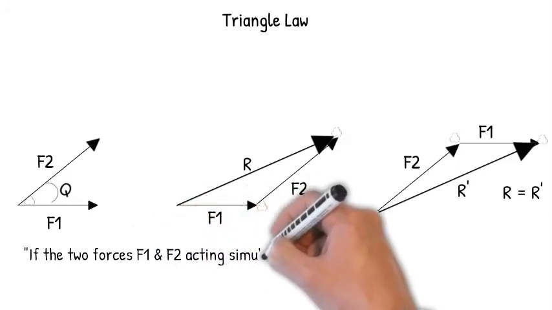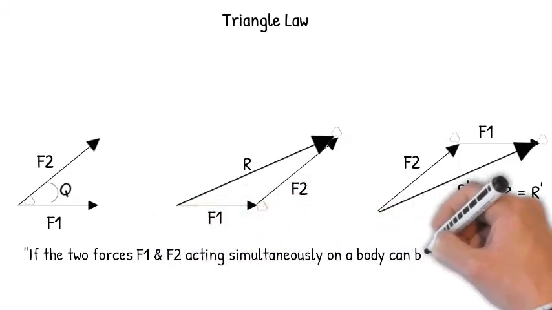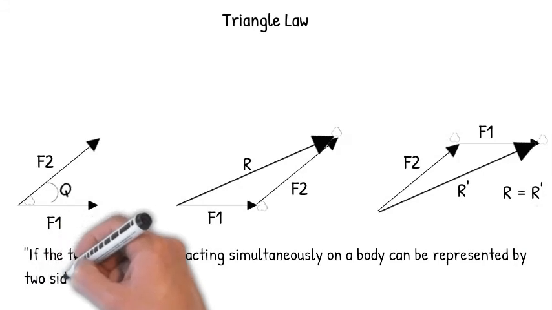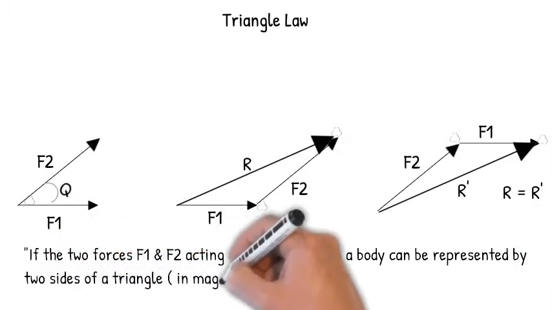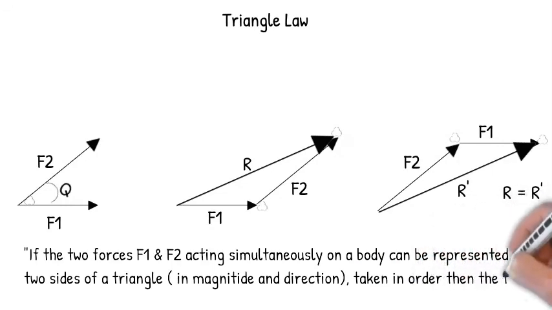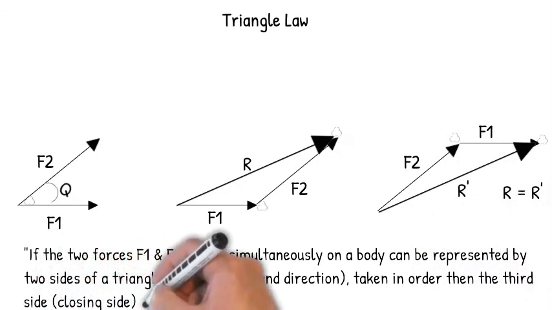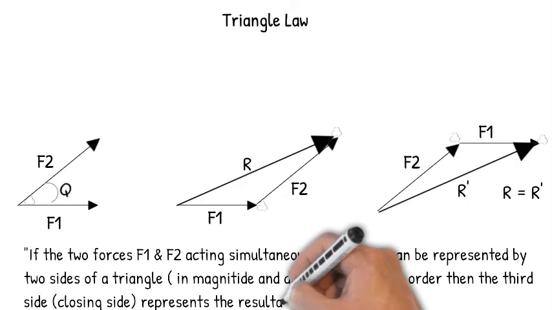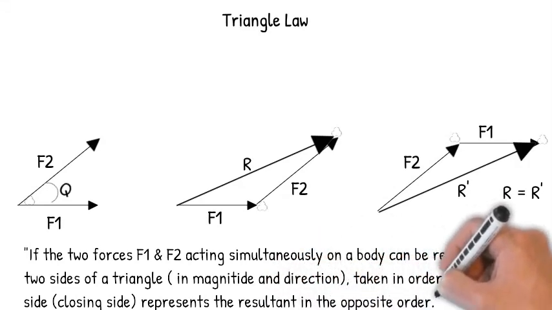So we can write down: if two forces F1 and F2 acting simultaneously on a body can be represented by two sides of a triangle in magnitude and direction taken in order, then the third side, the closing side, represents the resultant in the opposite order.